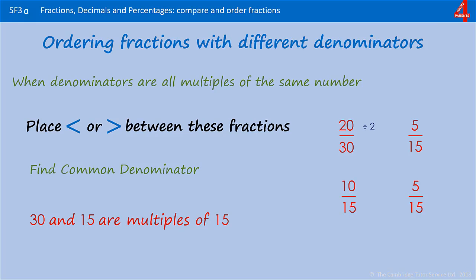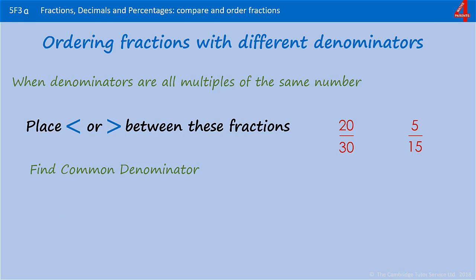And again, you can now see which is bigger. 10 15ths is bigger than 5 15ths. But remember, it's the fractions at the top, the ones in the original question, between which we need to place that bigger than or smaller than sign. 20 over 30 is bigger than 5 over 15.